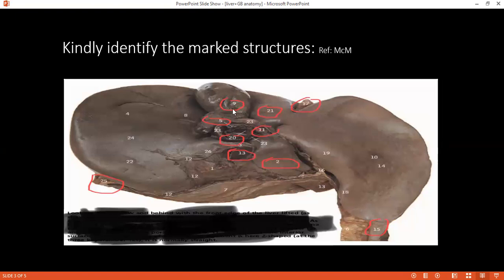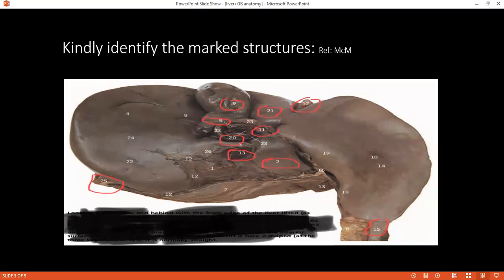Number 9 is the gallbladder. Number 5 is the common hepatic duct. Number 11 is the hepatic artery. Number 20 is the portal vein. Number 13 is the inferior vena cava. Number 2 is the quadrate lobe of the liver. Number 17 is the ligamentum teres and falciform ligament.